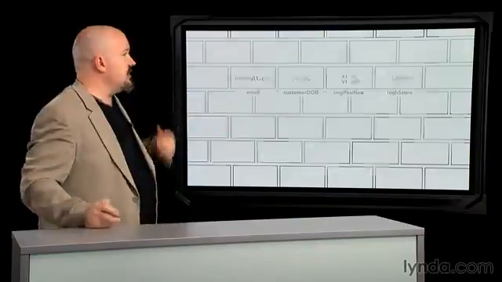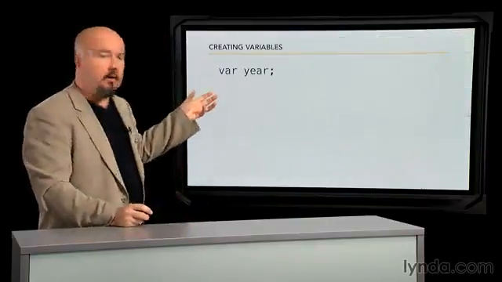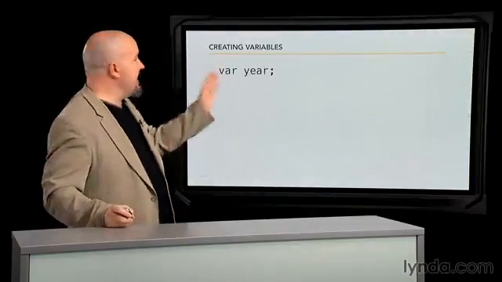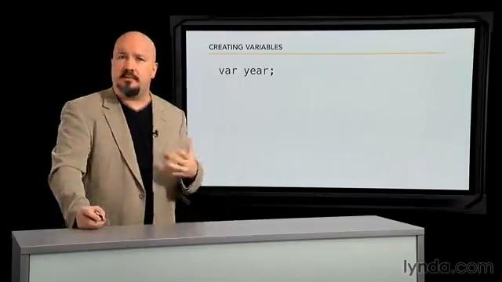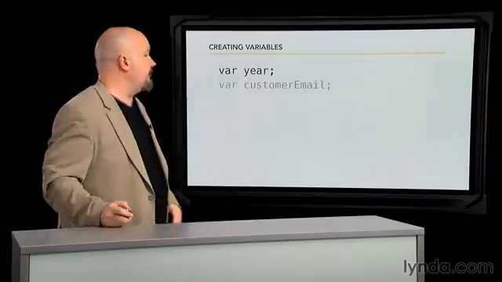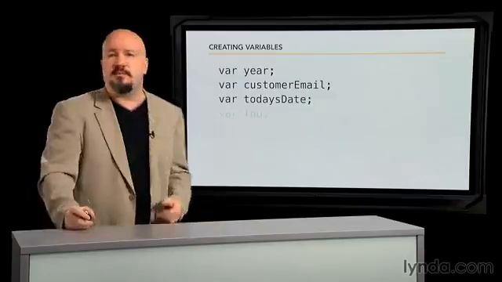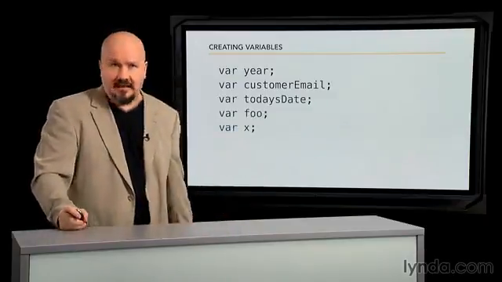So in JavaScript, you create a variable like this. The word var, written all lowercase, which is part of the JavaScript language. And then we name the variable. The name of the variable is up to us, and it should represent the piece of data that we want to hold. So a variable called year, or one called customer email, or today's date, or while we're experimenting, just nonsense words like foo, or even a single letter like x.